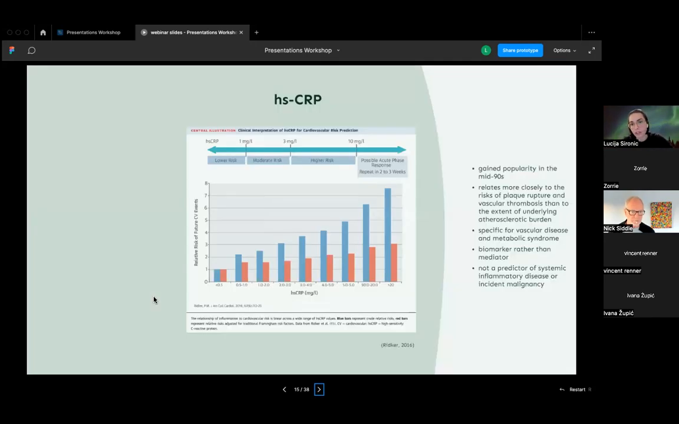In the context of cardiovascular disease, high sensitivity CRP has been around from the late 90s until now. It was first mentioned in 1997 when one study showed that those individuals who had somewhat higher levels of high sensitivity CRP were at higher risk of vascular events in the future.